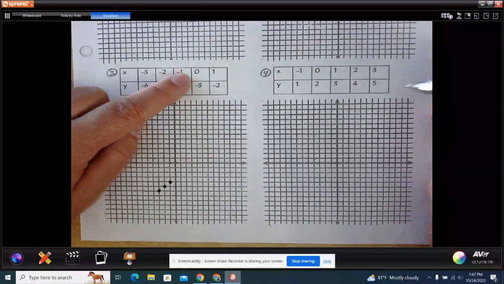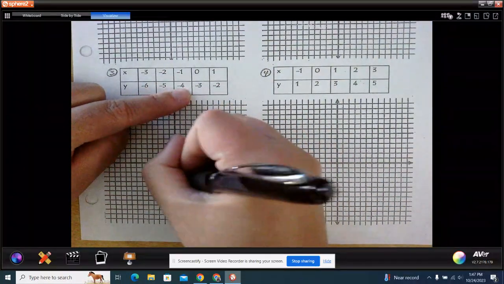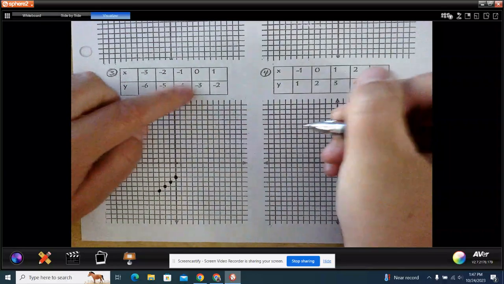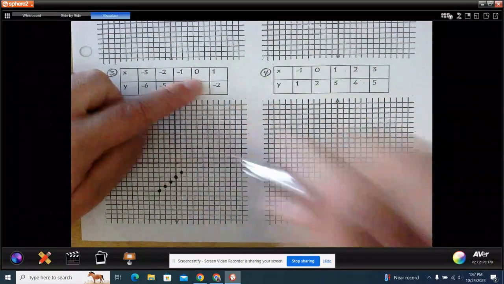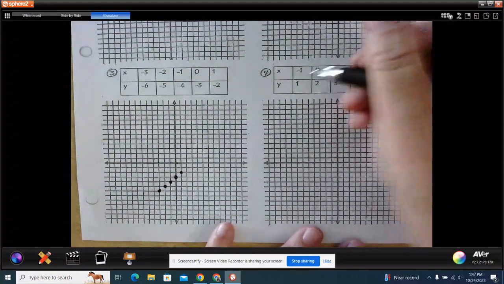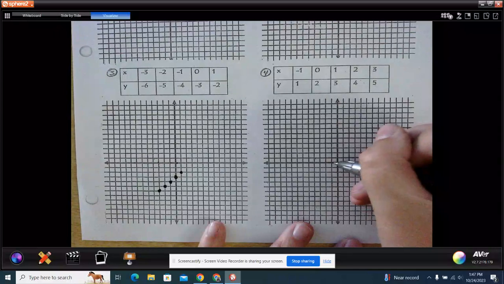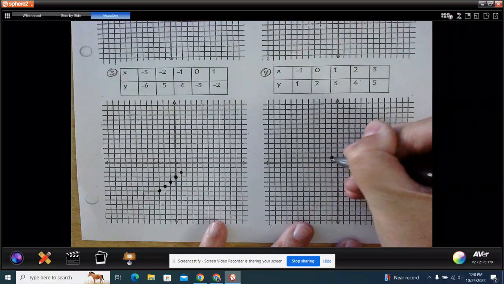(0, -3). We'll start at the origin. We're not going to go left or right, but we will go straight down for that negative 3. And then (1, -2). We'll go to the right one, and then down 2. All right, last problem. So we have (-1, 1). So negative 1 tells me to go to the left 1 space, and then we'll go up 1 space.